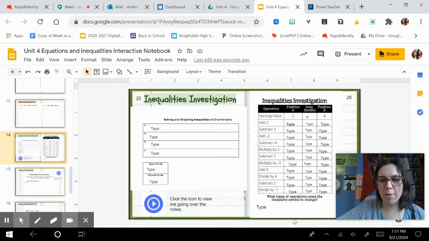Hey everyone, so welcome back to our Unit 4 Equations Inequalities notebook. Today we're going to be looking at solving and graphing inequalities investigation and learning how the steps work. So first off, I want to go over the inequalities investigation because that applies to the lesson that we would have done in the MVP curriculum.